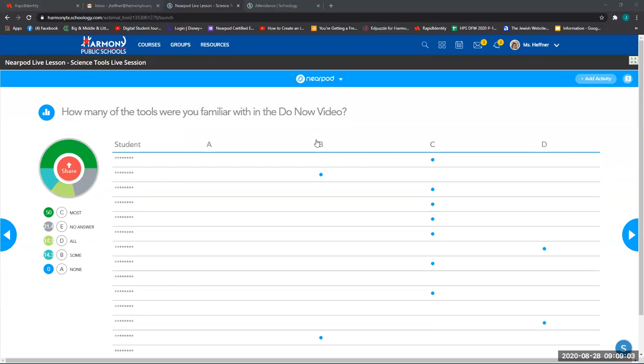So looking from the poll, about 50% of us are pretty familiar with most of them. There's a few that are only familiar with some. It doesn't look like anybody put none. So you've seen at least one or two of these tools before, which is good. That means you were paying attention in science class in elementary.